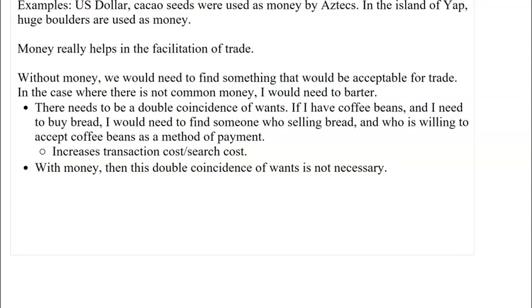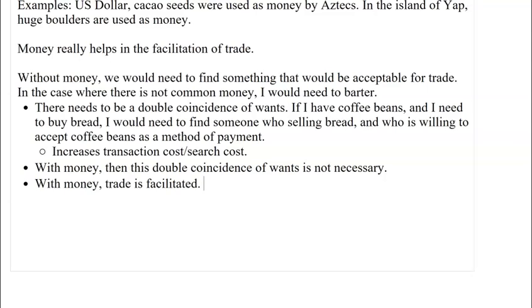Because let's say cacao beans are accepted as money, then if I want bread, I can go to that bread seller and give that person my cacao beans, I get the bread, and that person knows that with those cacao beans, even if they don't like chocolate, they can buy something else which they like. They may like to buy a sweater, and they can use those cacao beans to buy a sweater. So with money, trade is facilitated.